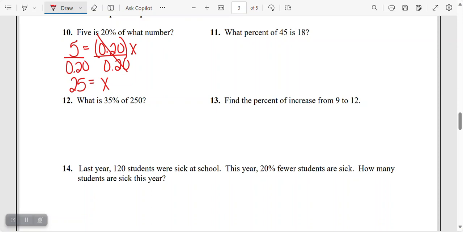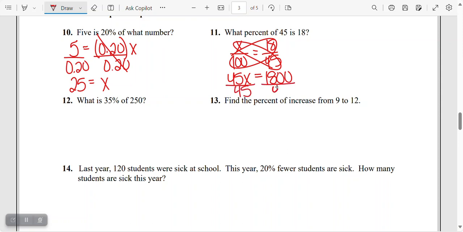For 11, let's use the proportion. What percent of 45 is 18? So we don't know the percent. 18 is our part and 45 is our whole. Cross multiplying, 45x equals 1800. Then we're going to divide both sides by 45. And we get x equals 40%.